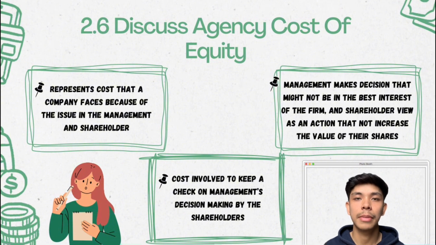When the management makes decisions that might not be in the best interest of the firm, and shareholders view it as an action that does not increase the value of their shares, the agency cost of equity arises. Therefore, agency cost of equity is the cost involved to keep a check on management's decision making by the shareholders.